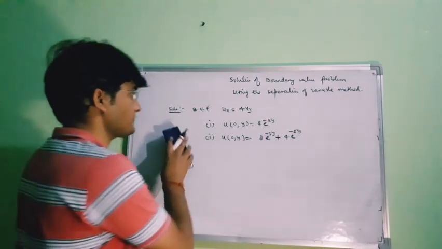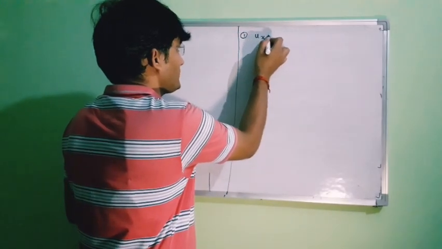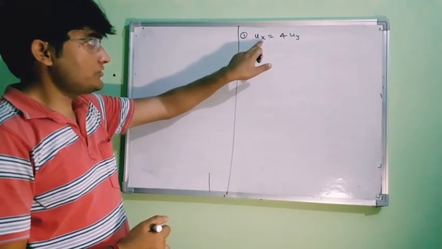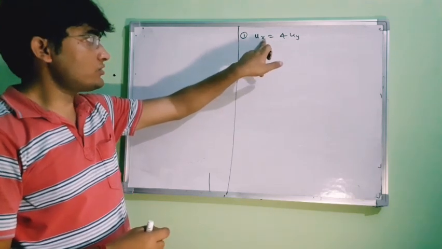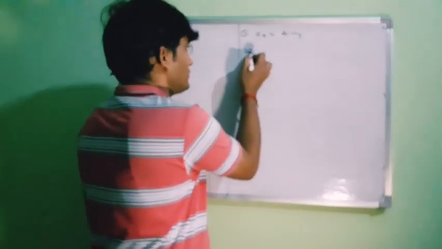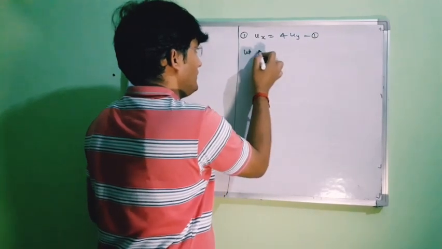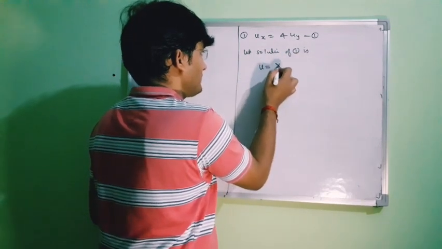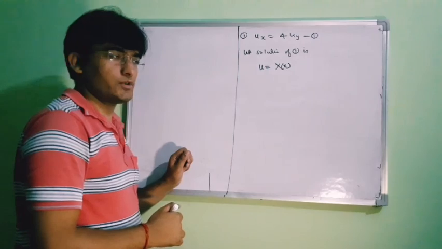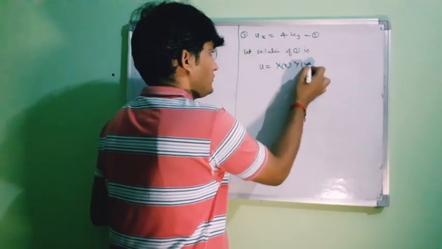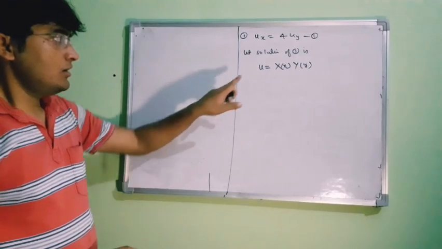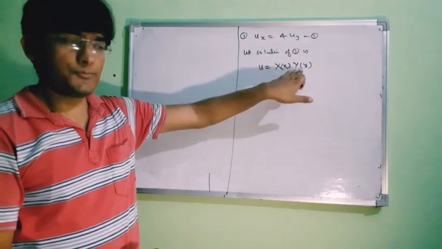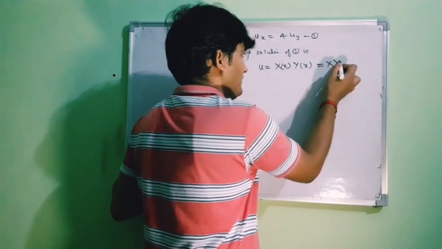So solution, first part, u_x equal to 4 times u_y. As here you can see that our u is a function of x and y because it depends on small x and small y. So let the solution of 1 be, say, u equal to some capital function X, which is a function of small x, into Y, which is a function of small y. Let us assume u as a solution of this, X into Y. We can also write it as simply XY.